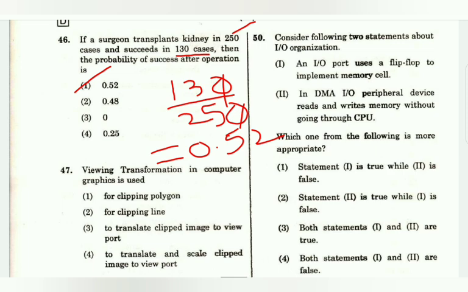Next. Viewing transformation in computer graphics is used to... So it is used to translate and scale clipped image to viewport. Option 4 is the correct answer. Viewing transformation involves scaling and translating a clipped image to fit into a viewport, ensuring proper display on the screen.